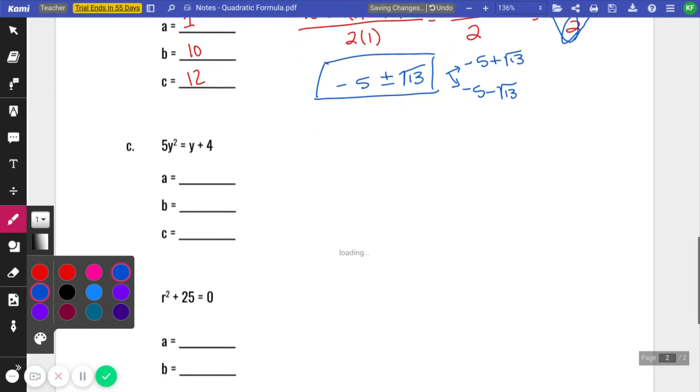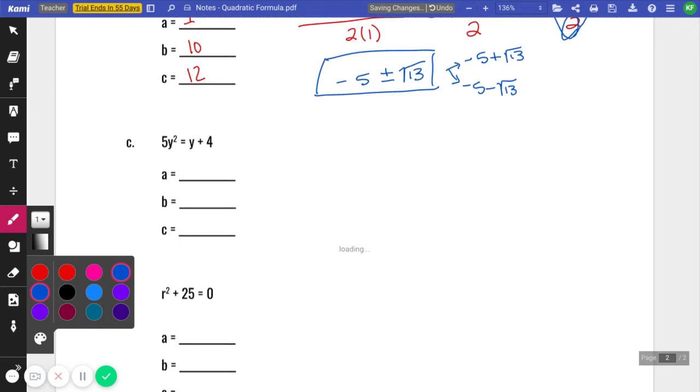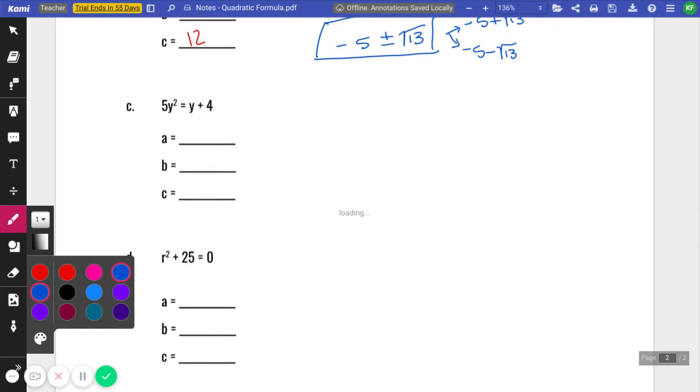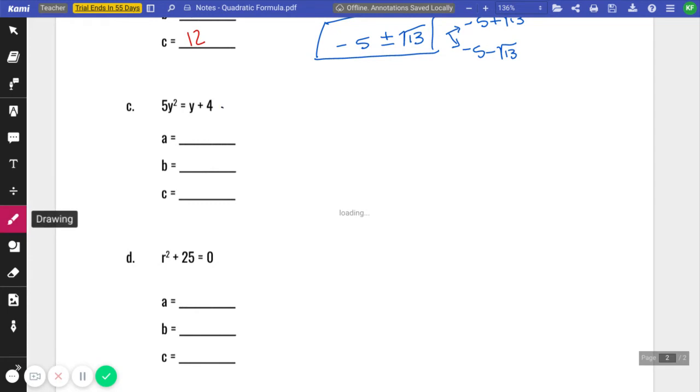Moving on to our next example, we've got 5y squared equals y plus 4. Now, hopefully some alarm is going off in your brain that this doesn't look right yet. And that would be correct. That's because we need to make sure that our quadratic is equal to 0 before we can solve. So that part is still the same as what we learned when we did solving by factoring. So in order to make my function equal to 0, we're going to subtract y and subtract 4 from both sides to move those over and make sure it's equal to 0.